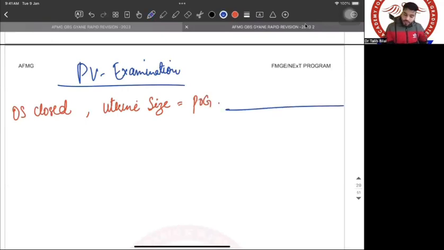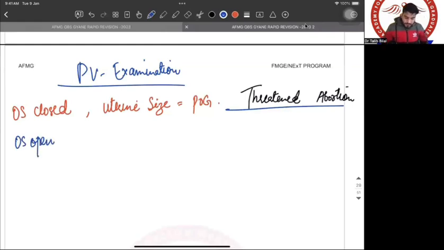So what type of abortion is it? It is called threatened abortion. The os is closed, the uterine size is equal to the period of gestation, there is no change at all, nothing happened. Such type of abortion is called threatened abortion. Then the second one, guys, is if the os is open.